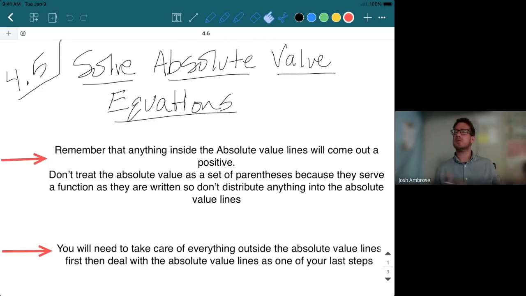Also, don't treat absolute values like parentheses. That's very different. The reason why I'm saying that is normally, if you have a number outside of parentheses, you would distribute that number in. Don't do that. That's not how we treat absolute value lines. You're going to see exactly what I mean through multiple example problems here.